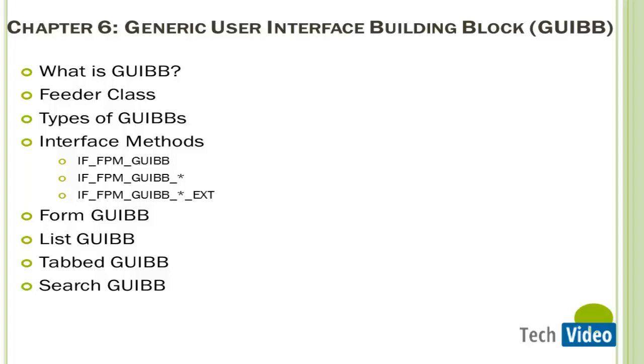I will also explain the most commonly used and most important GUIBBs, that are form GUIBB, list GUIBB, tabbed GUIBB, and search GUIBB. So I'll also show you real-time FPM application examples for each GUIBB which is listed here.